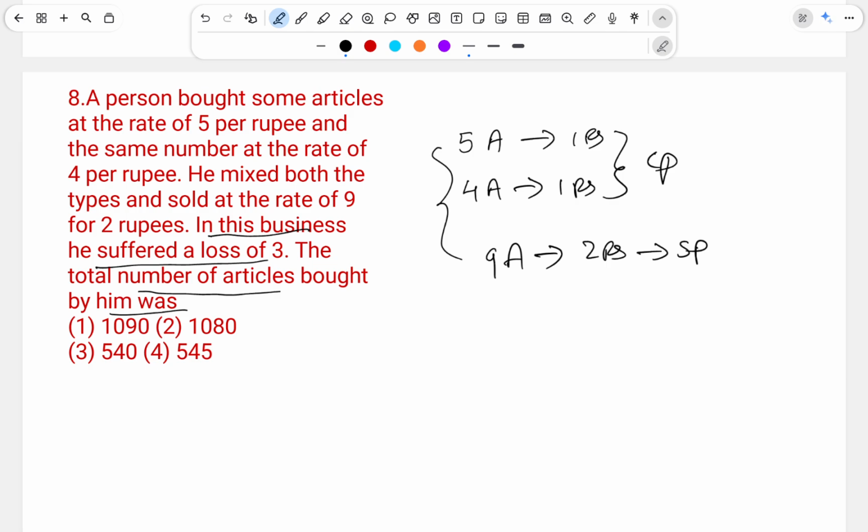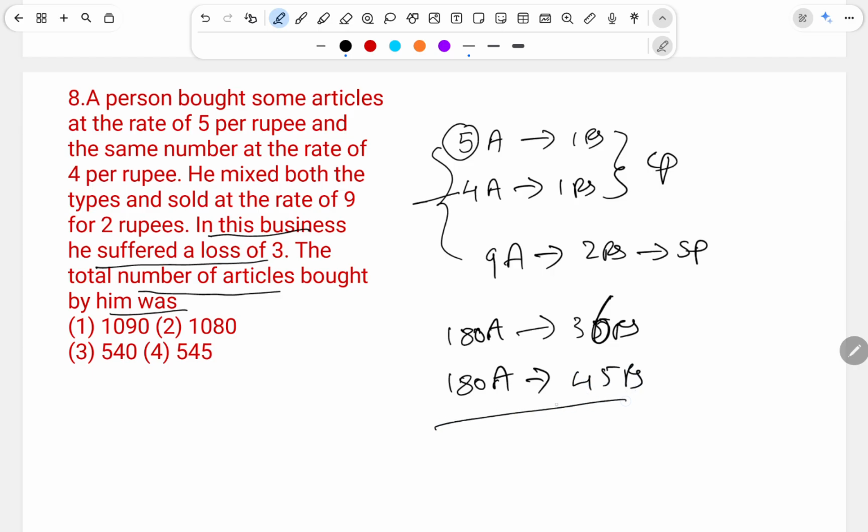180. To make this number 180, we need to multiply by 36. 36 fives are 180 articles, 36 rupees. Then to make this 180, multiply by 45. 180 articles, 45 rupees. So total CP is 360 articles, 81 rupees.